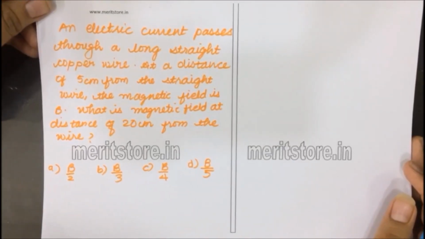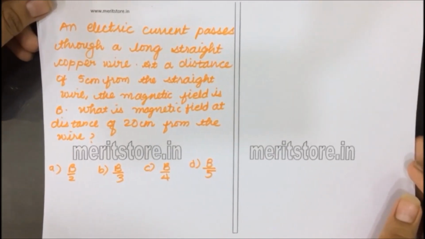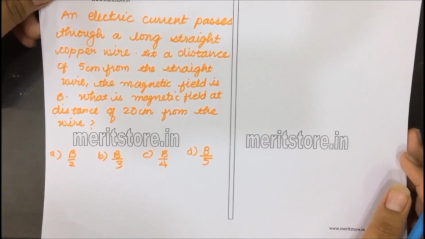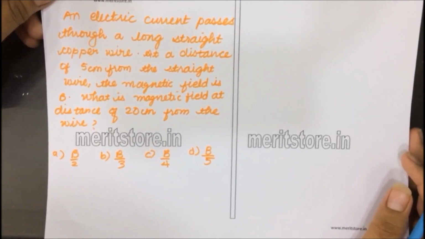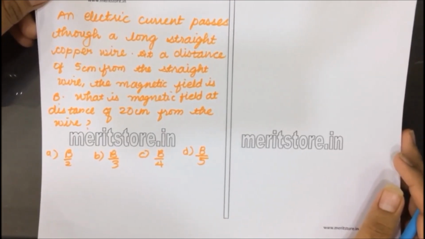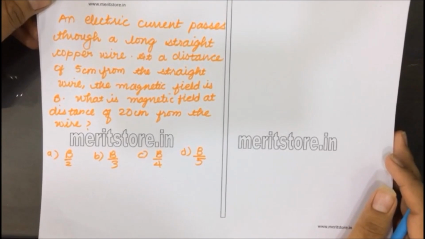An electric current passes through a long straight copper wire. At the distance of 5 cm from the straight wire, the magnetic field is B. What is the magnetic field at distance of 20 cm from the wire? Option A, B by 2, option B, B by 3, option C, B by 4, and option D, B by 5.